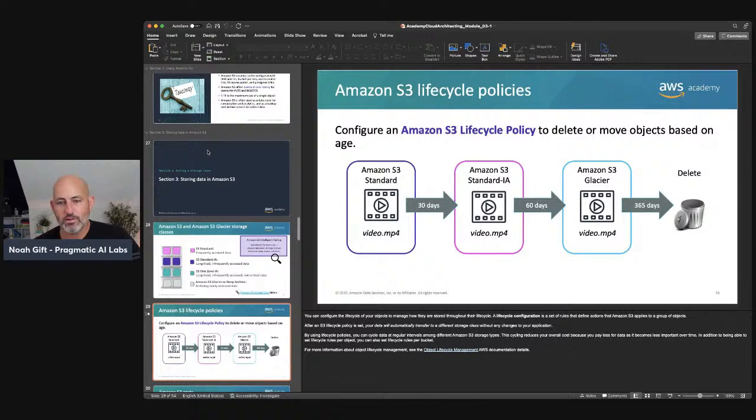Amazon S3 lifecycle would be, you would have maybe 30 days in Amazon S3 Standard, then you would go to Standard IA after 60 days, and then maybe after 365 days, you go to Glacier, something like that, and then finally you would delete it. That kind of lifecycle policy would be a great way to optimize cost.